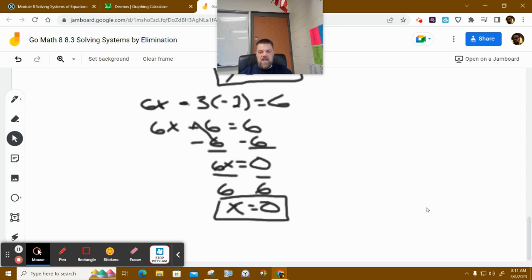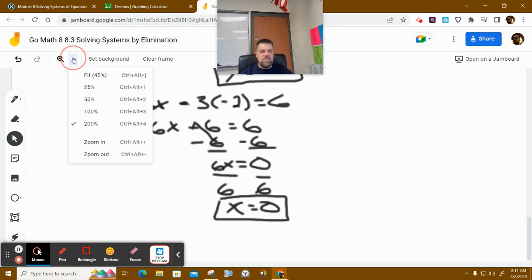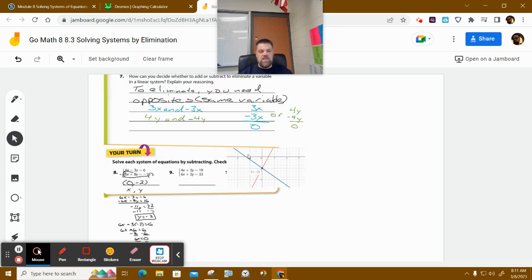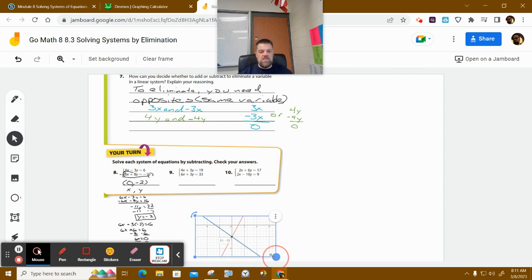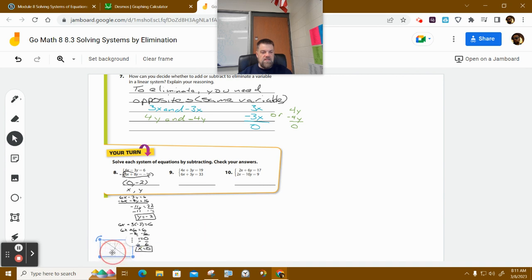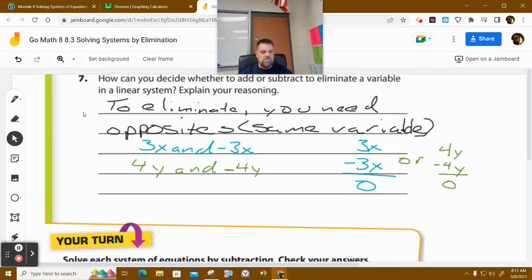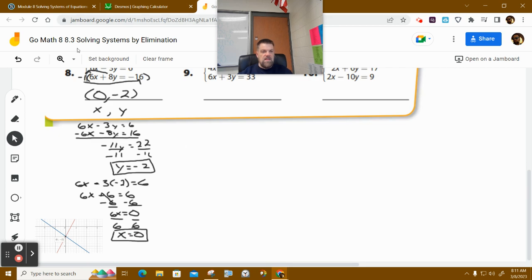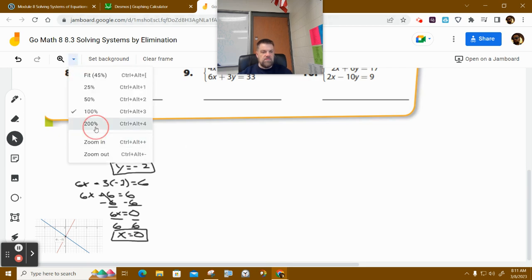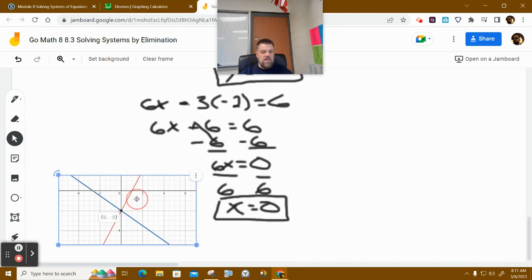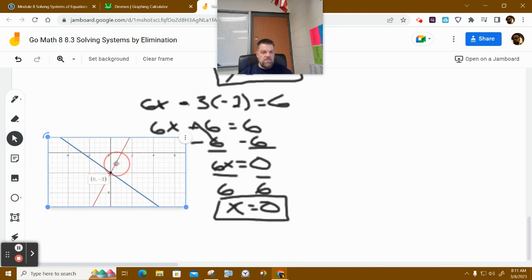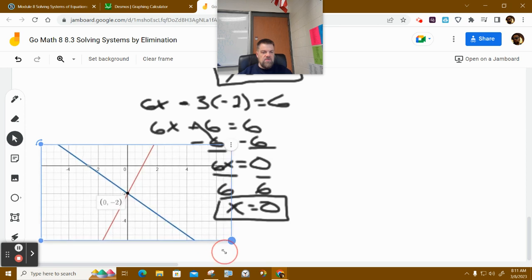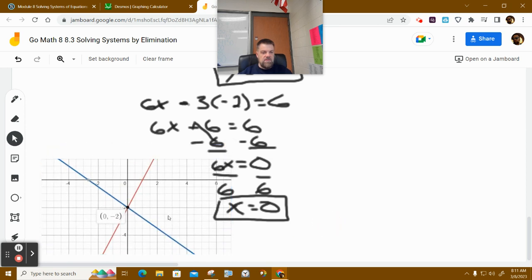And that just kind of verifies. That's going to be humongous. We'll zoom fit. It's going to be humongous. That's really tiny. Let's try to make this a little bigger here. So that's where it crosses, okay? It crosses at 0, comma, negative 2. Does that make sense? Let's do the next one.